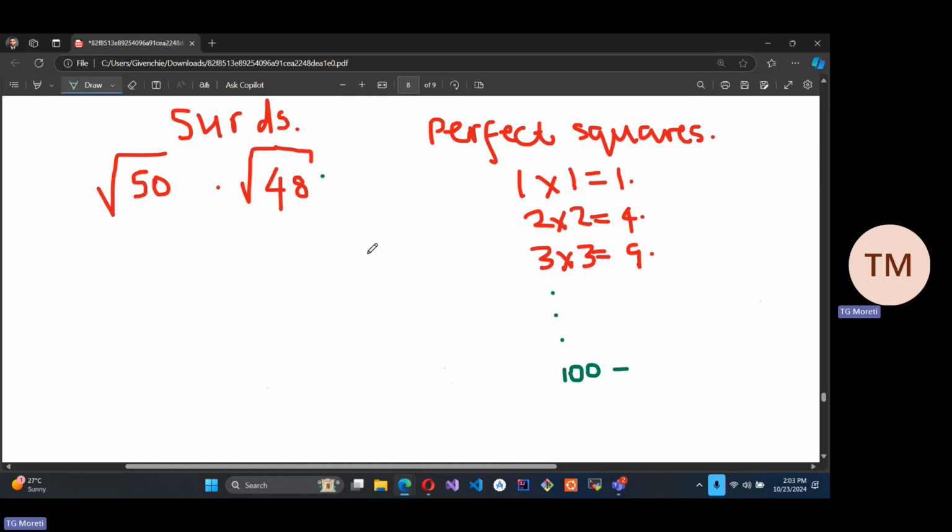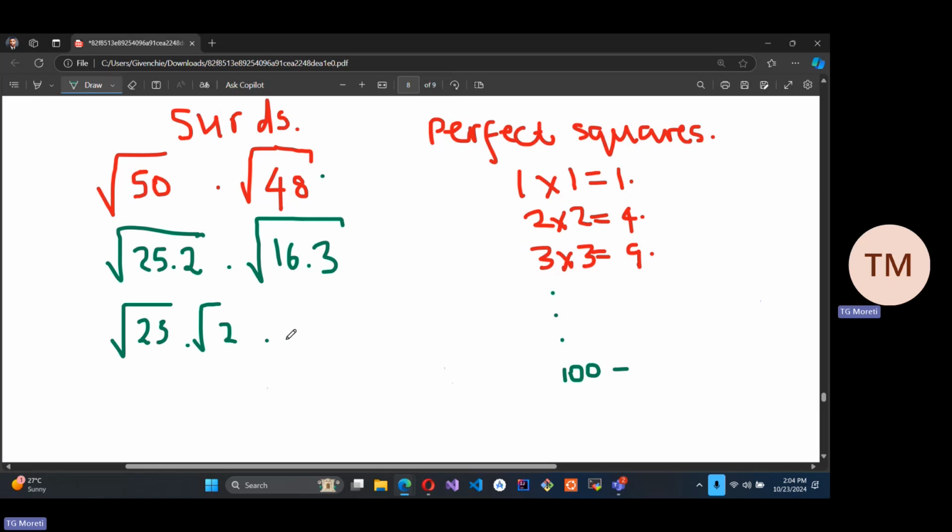So when you're solving for surds, you are going to decompose whatever is inside the roots into perfect squares. For example, if I have 50, I can write it in the form 25 multiplied by 2, which is still equivalent to 50. The same applies if I have 48, I can write it as 16 multiplied by 3, which still returns 48. So the next step is to decompose it even further. You're going to write root 25 by root 2 by root 16 by root 3.